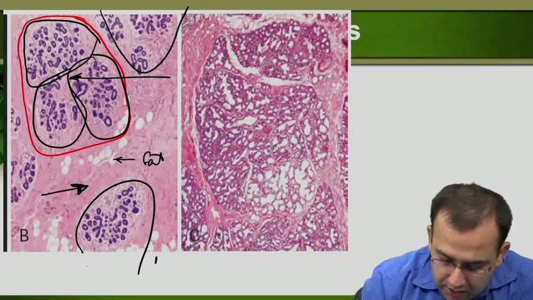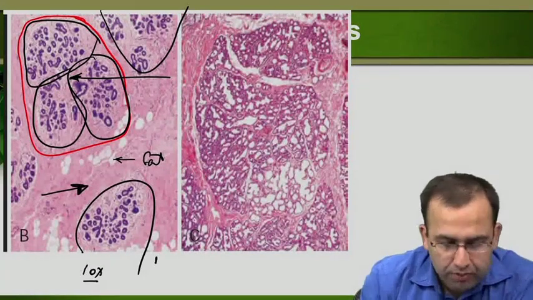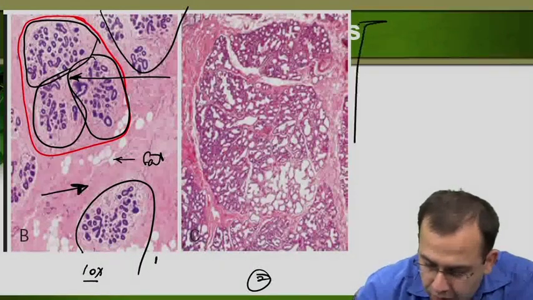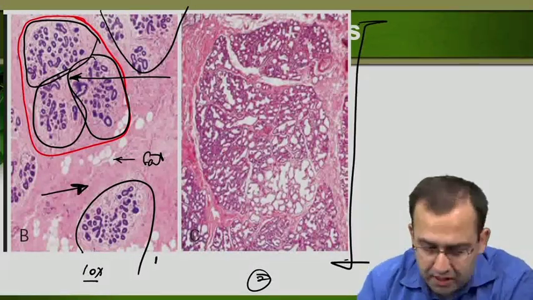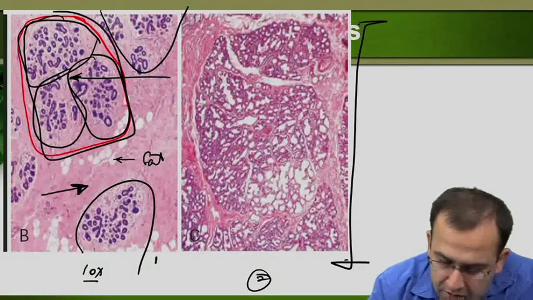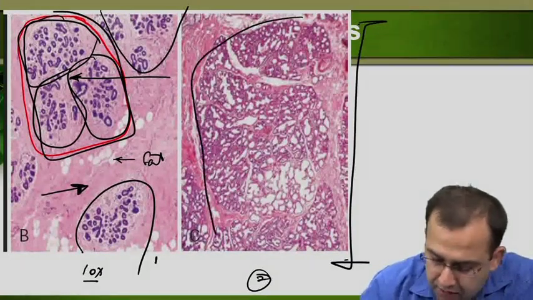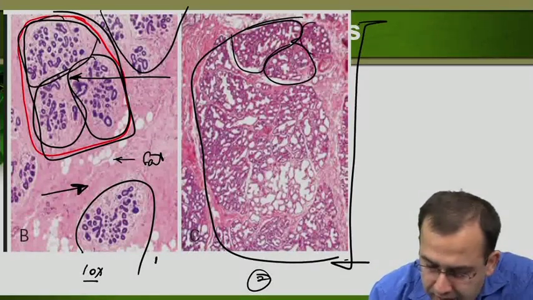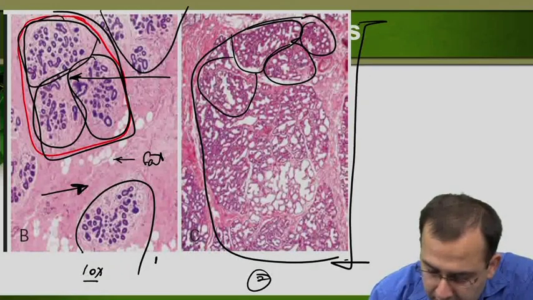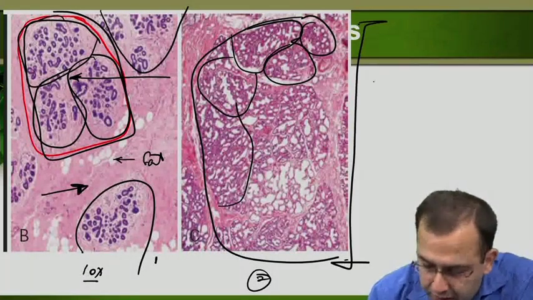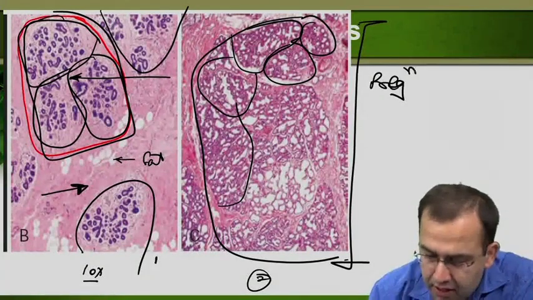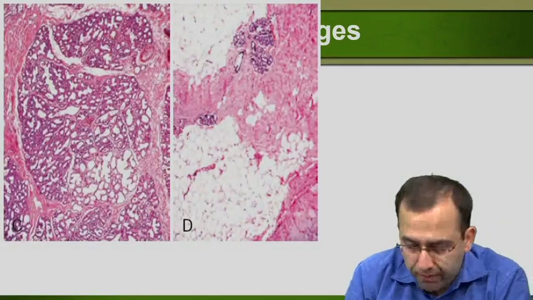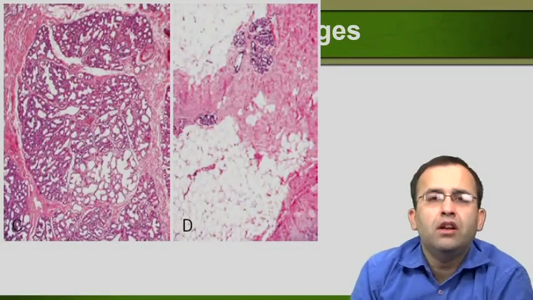Now this is low power view, 10x. Throughout breast we will see 10x. The second image is the same low power view in which the breast lobule is massively enlarged. What was just this much in the first slide has massively enlarged with presence of numerous acini. All these are the acini. So this is a pregnant female. The second slide is pregnant female versus the third one, which is an old female.